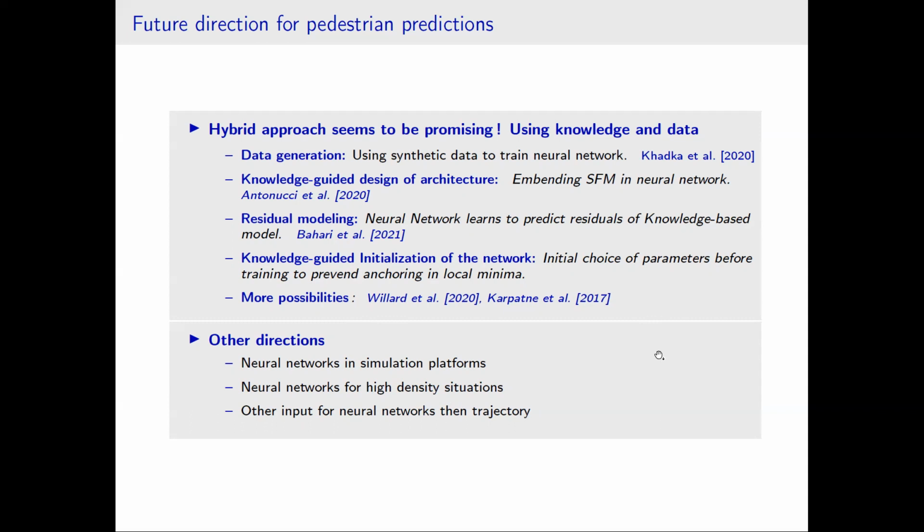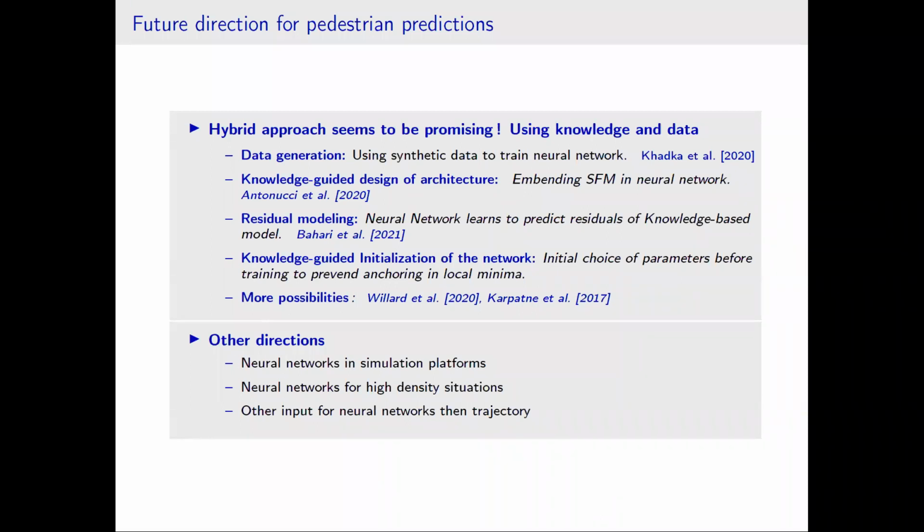Other directions we see are to implement neural networks in simulation platforms, because right now simulation platforms are mostly based on knowledge-based models and equations, for example the social force model. Here, neural networks can be used to improve the simulation platforms. Also, it is not yet known how good neural networks are for high-density situations, because they are mostly applied for low-density situations, as shown before. Another open question is how inputs other than trajectories are useful for the neural networks. For example, maybe the time to collision is a variable that can be used to improve neural networks.